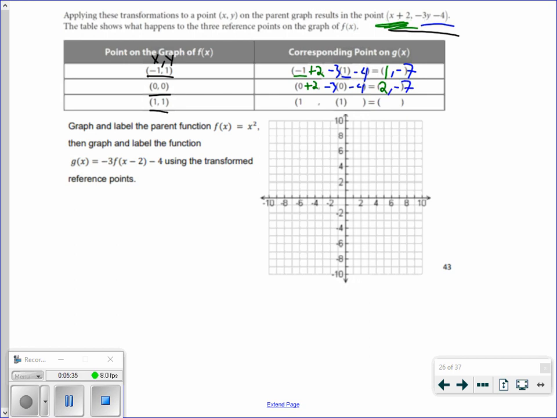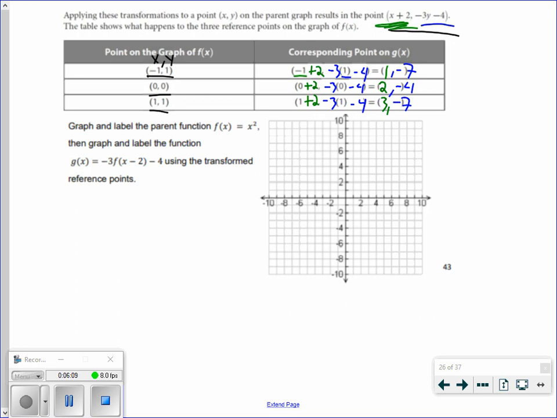Oh, sorry, negative 4, not negative 7. Got confused with the point above it. So 2, negative 4. There we go. And then for the last one of 1, 1, same thing. We add 2 to x. And then for the y, it's negative 3 minus 4. Sorry about that. We're going to solve this out. Our x value in green will be 3. And our y value, negative 3 times 1 is negative 3, minus 4 is negative 7.